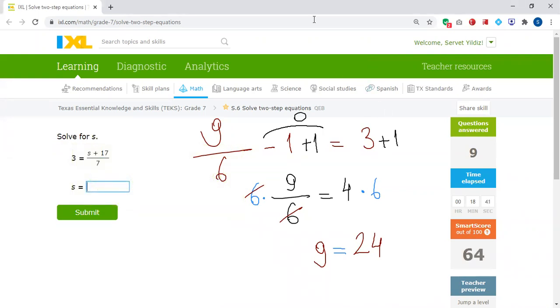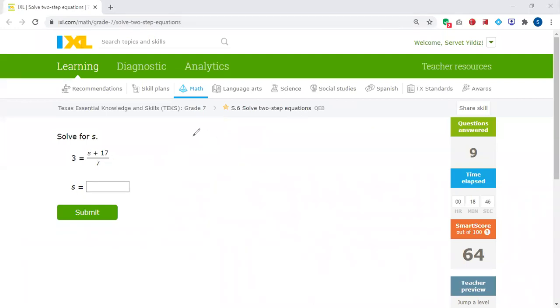All right, let's do this example. Let me clear all drawings. 3 is equal to S plus 17 divided by 7. S plus 17 is the numerator here. So we have a numerator, and I can just write 3 is equal to n divided by 7. So first I can find n, and n is actually equal to S plus 17.